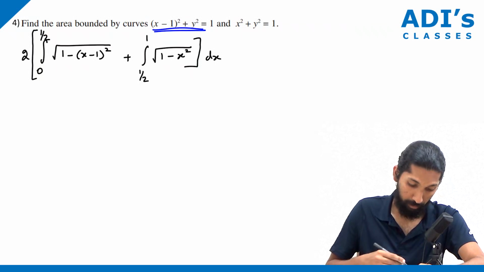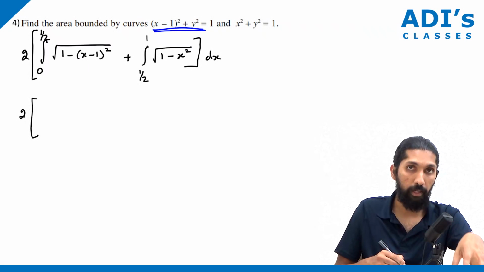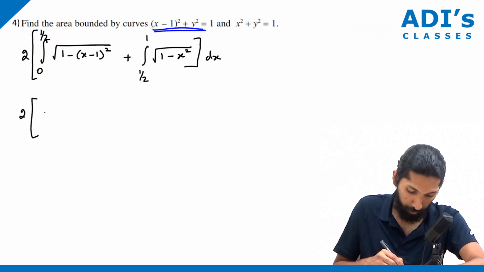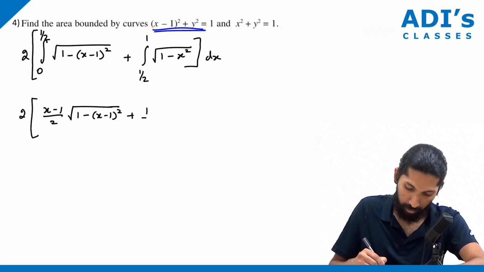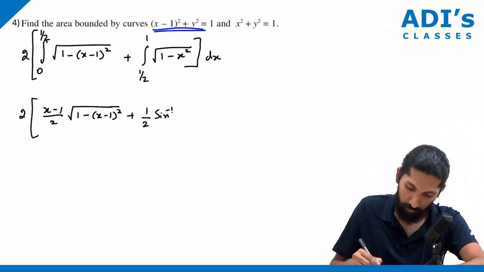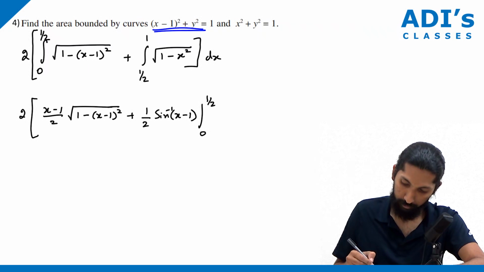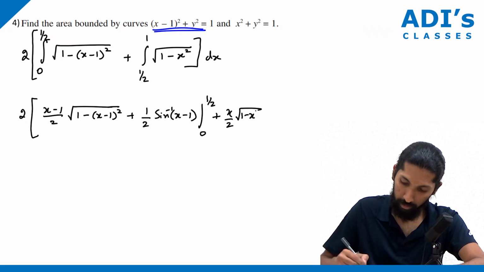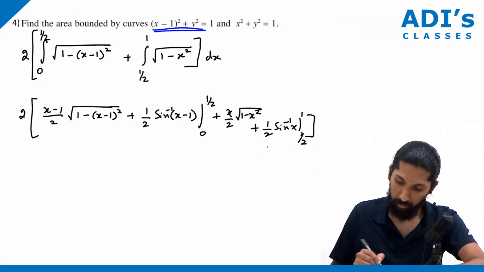Okay, let's do the math. We have 2 times the integral of root of a square minus x square, which is x by 2 into root of a square minus x square plus a square by 2 sine inverse of (x minus 1), from 0 to half, plus x by 2 root of 1 minus x square plus 1 by 2 sine inverse of x from half to 1. This is the next part.